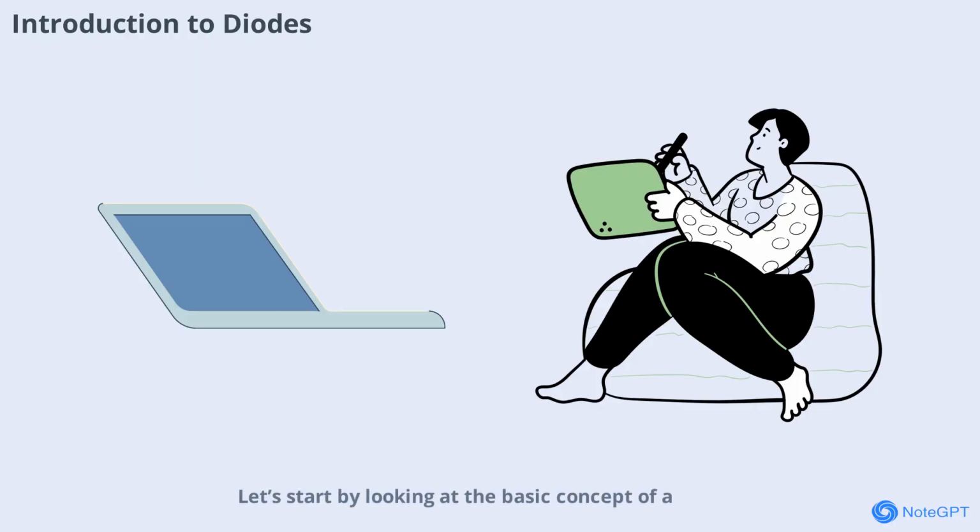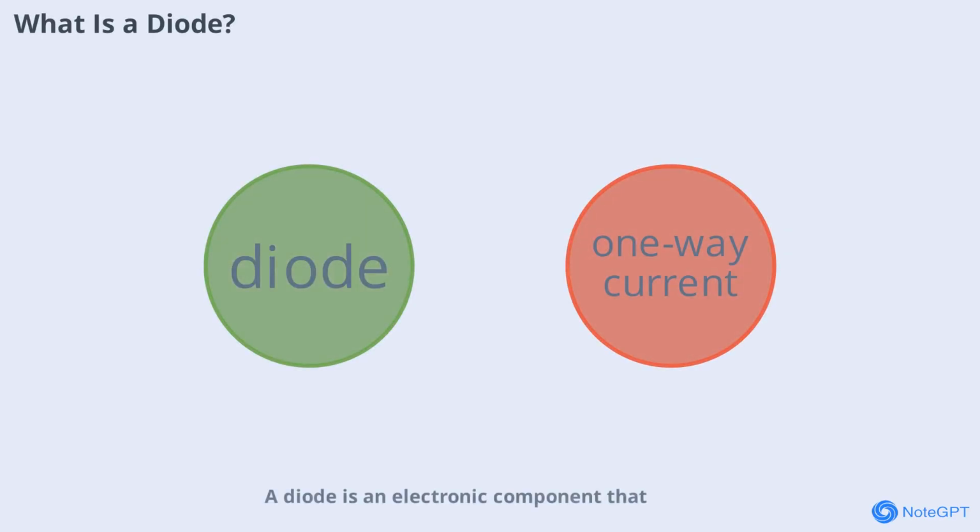Let's start by looking at the basic concept of a diode and why it's considered a one-way street for electric current. A diode is an electronic component that allows current to flow in only one direction. Think of it as a one-way valve for electricity. This unique property makes diodes essential in protecting circuits and controlling the direction of current.